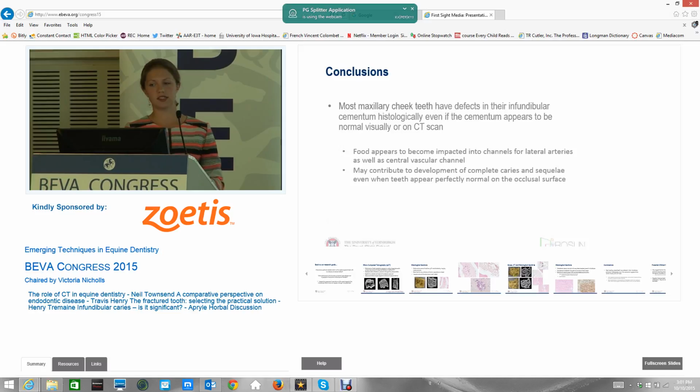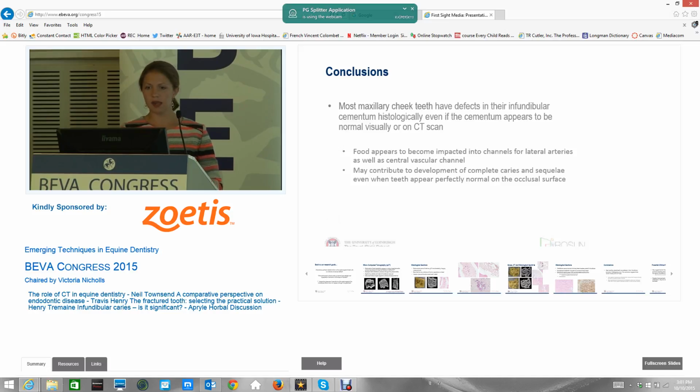So most maxillary cheek teeth have these defects in their infundibular cementum, even if the cementum appears absolutely normal on visual exam or on CT, as we could suspect. And that once again means that food can become impacted into these channels, into these lateral artery channels, as well as the central vascular channel. And this can contribute, of course, to the development of complete caries, whether or not the occlusal surface is normal.